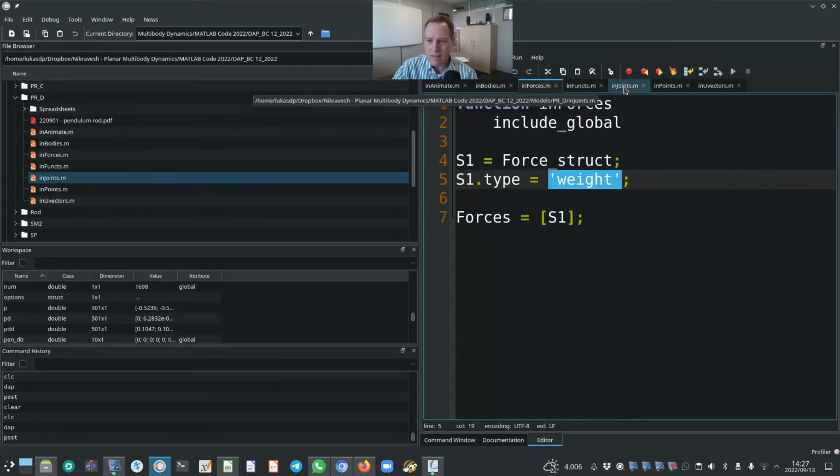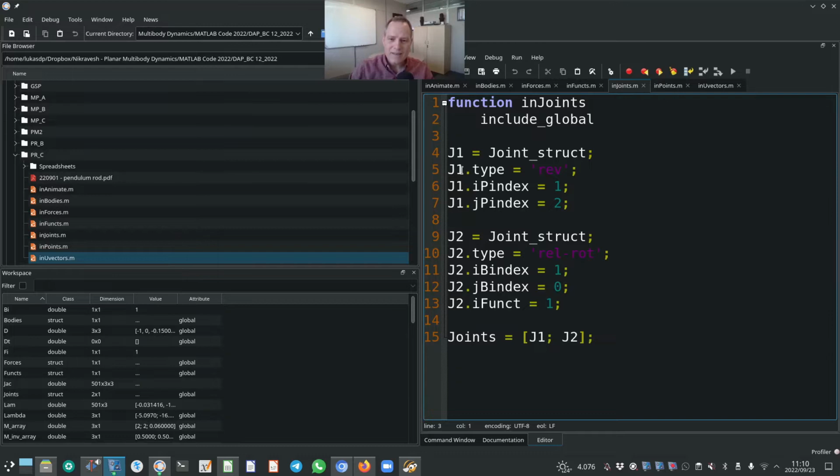Let's jump to in joints. You will recognize the first part of this input file is exactly the same as what we had before. We have indeed still a revolute joint, that's the type. Then this is joint 1, the type of joint 1 is revolute. Joint 1 I point index is point number 1, and joint 1 J point index is 2.